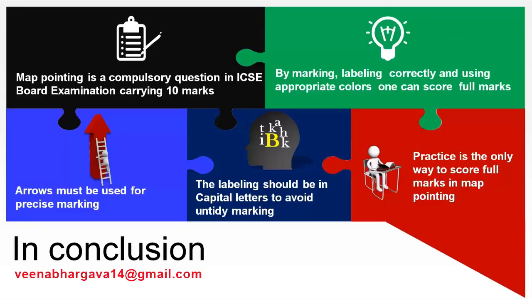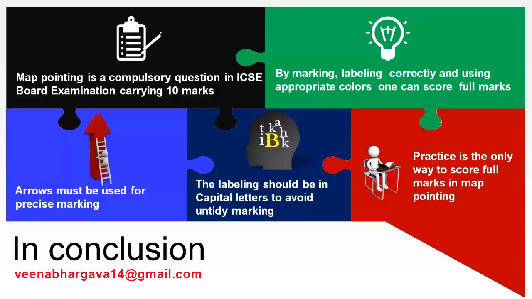Finally, a few points to remember. Since map pointing is a compulsory question, regular practice is the key to score full 10 marks. Use of arrows in correct direction is necessary for precise map pointing. Do draw the diagram of cardinal points north, south, east, west to mark correct direction. You must label in capital letters to avoid untidy marking. Do not forget to write your name, roll number, etc. before tying the map to the answer sheet.